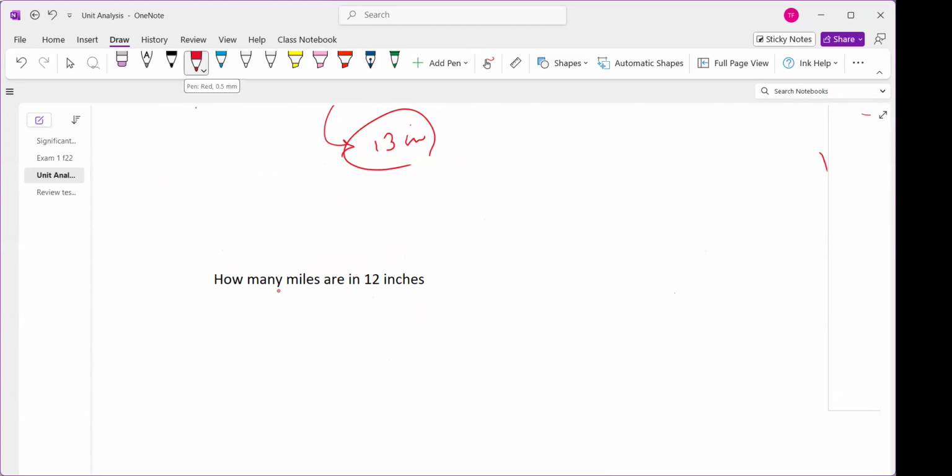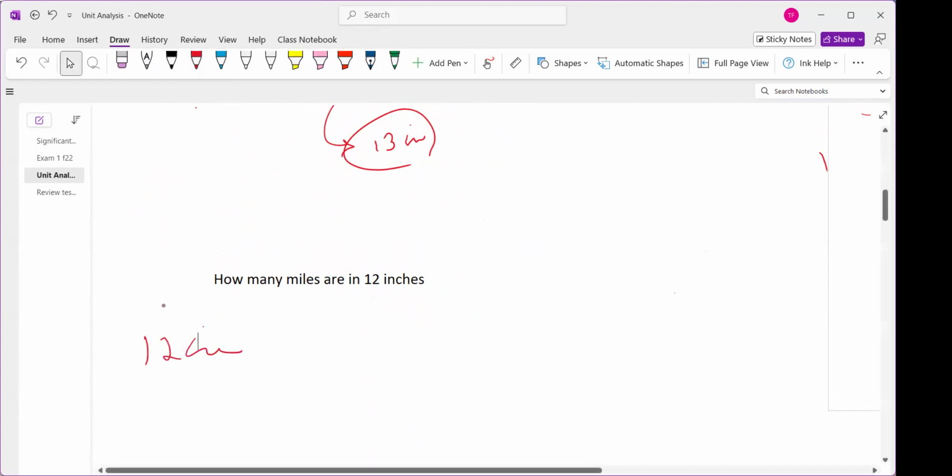Okay, how many miles are in 12 inches? What's given? 12 inches. And what are we trying to calculate? Miles.